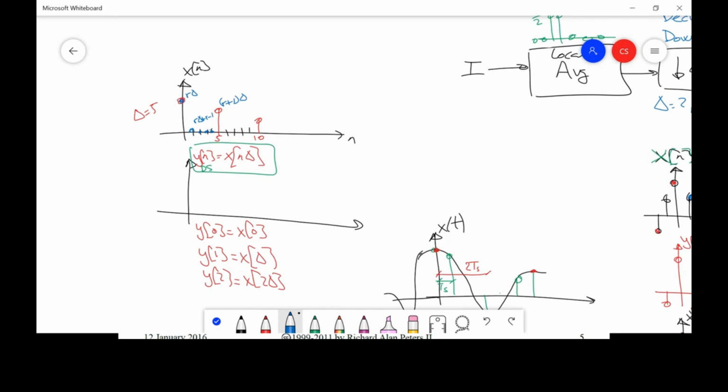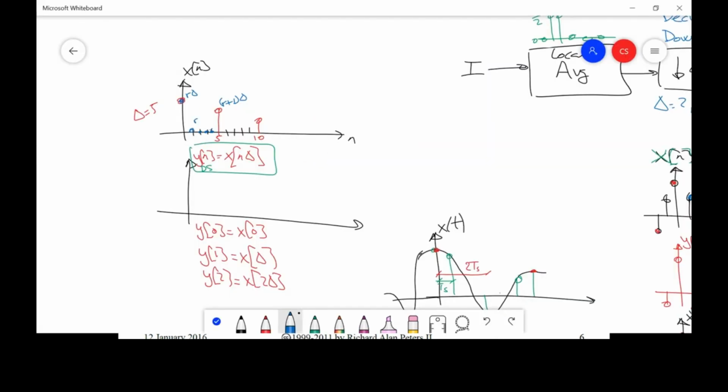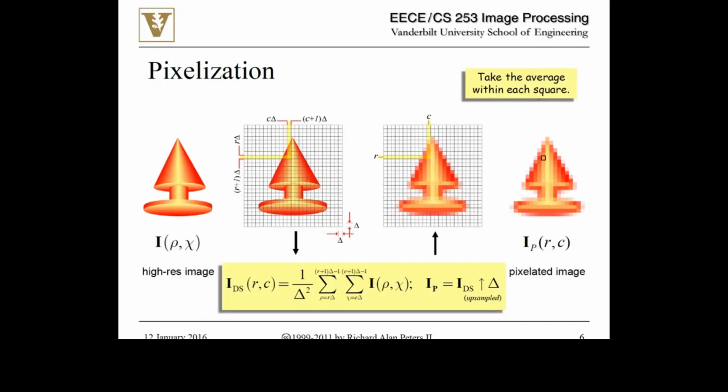Plus delta minus 1. This is confusing. Right. This one here will be R plus 1 delta minus 1. So not R minus 1, but delta minus 1. Okay, so that is what we are doing. Look at this. I'm going from R delta to R plus 1 delta minus 1.